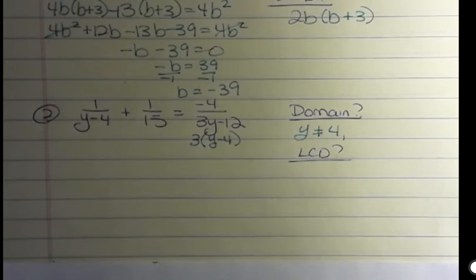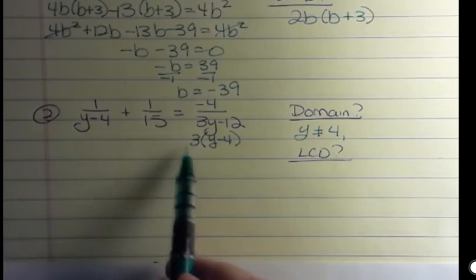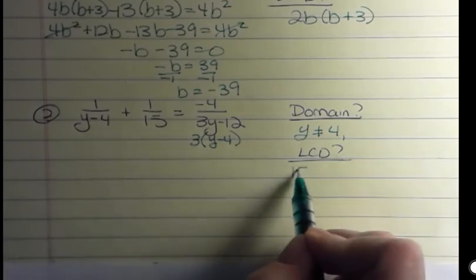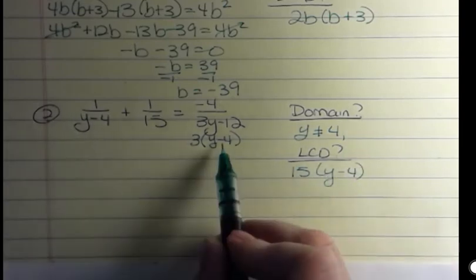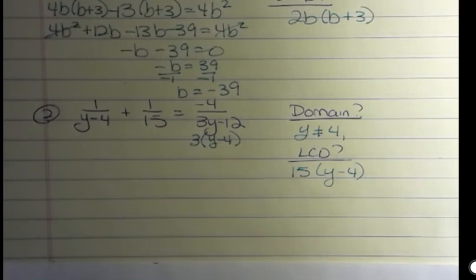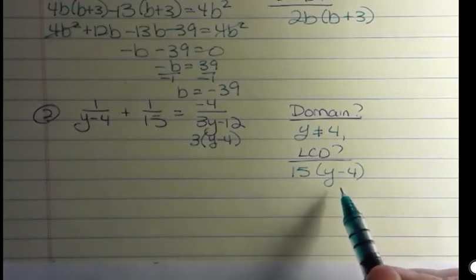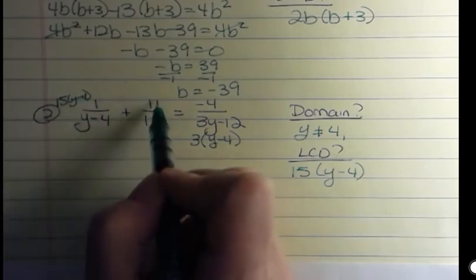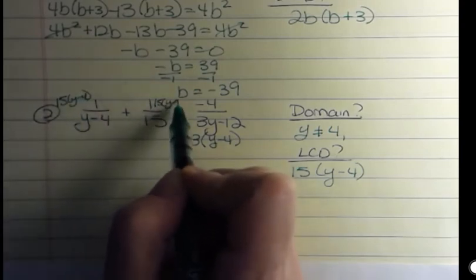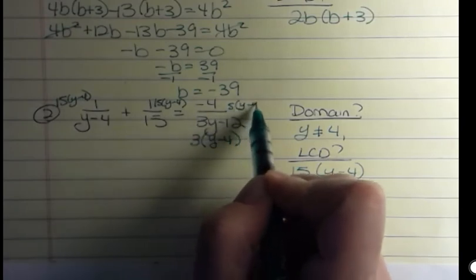What's the LCD though? Well, look at our numbers, 3 and 15. The least common denominator for 3 and 15 is 15. And then we need a y minus 4. This y minus 4 and that y minus 4, because they're in separate denominators, can be represented just one time. And so then I can go back and multiply everything by 15 times y minus 4. And you don't have to write it next to every one as long as you remember to multiply every one, but that's part of the problem. People forget to do it.